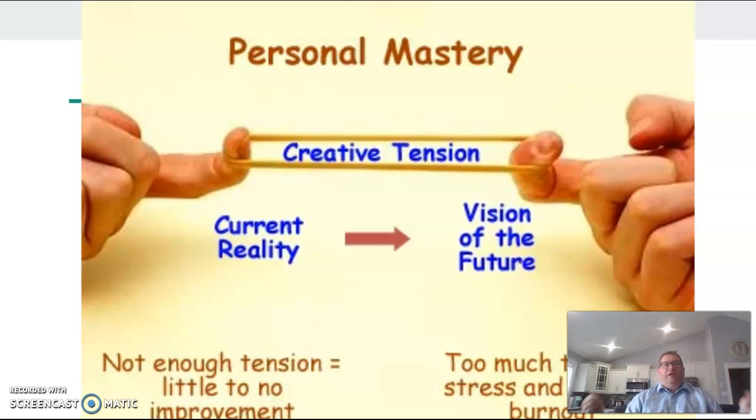So if you think about the creative tension between those two things, like an elastic band, if you pull the elastic band too far, we move ourselves towards a possibility of stress and burnout. And if there's not enough tension, we will see little or no improvement between our current reality and our vision. So we have to find the correct tension, the correct amount of skill and motivation and drive that we bring to the table to ensure that we get from that current reality to where we want to be in life.